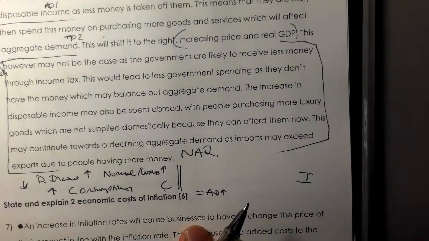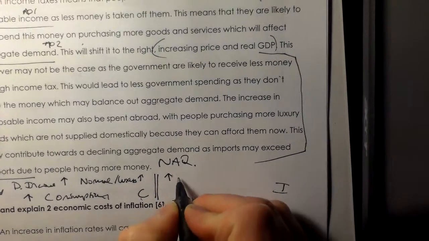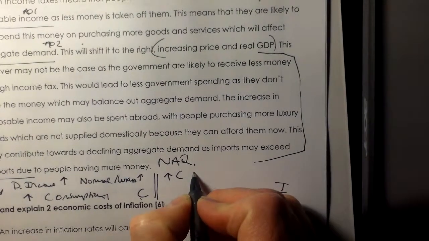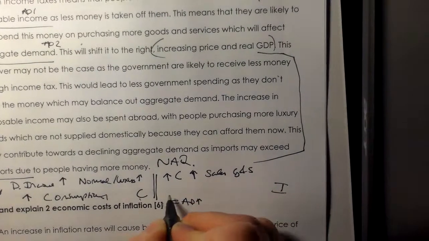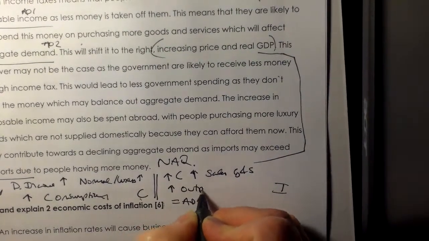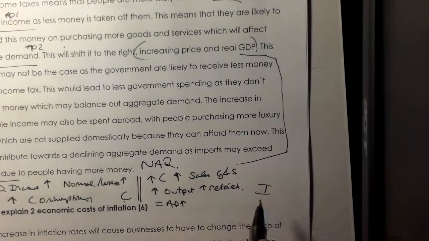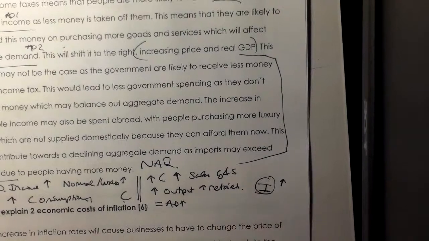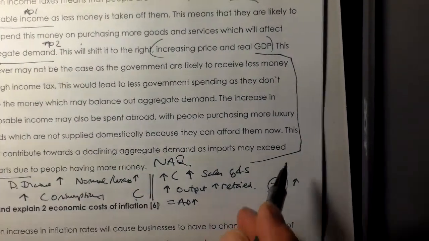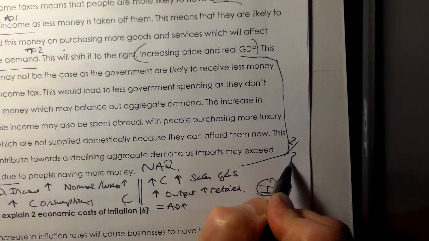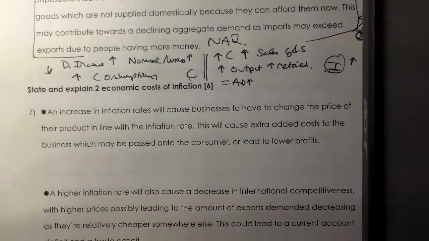Then analyse it from a business point of view as well. So the increase in demand or the increase in consumption will cause an increase in sales of goods and services. This will mean that businesses increase their output, which will increase their retained profit, and that will lead to an increase in private sector investment as well. So that would be another 2 ways of getting those marks. As it is with the NAQ, we're looking at 2 out of 6 for that question.